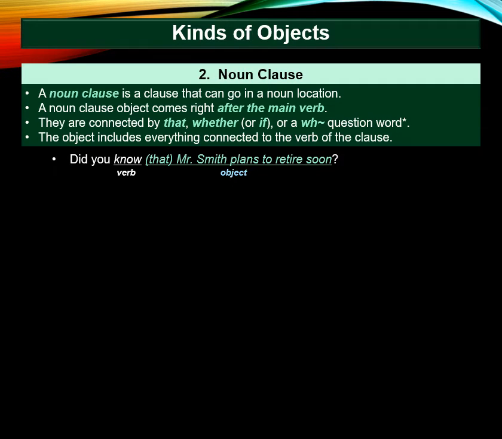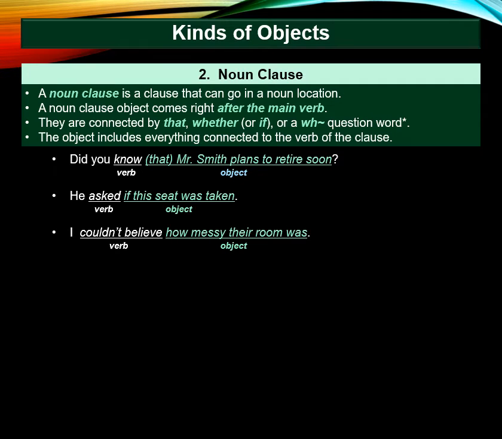So, for example, did you know that Mr. Smith plans to retire soon? All of that is the object, including the adverb soon. He asked if this seat was taken. All of it is the object.